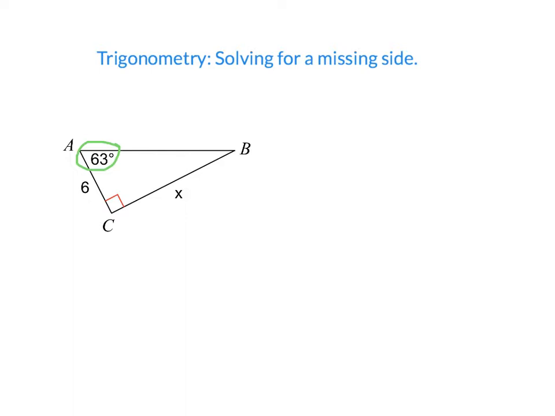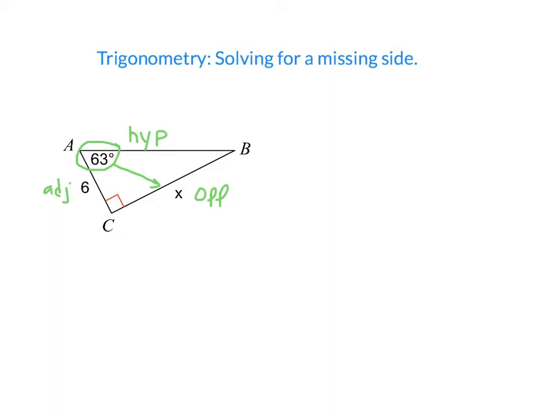Obviously, the side opposite the right angle is the hypotenuse. The side opposite the 63-degree angle is our opposite side. And then the side next to the 63-degree angle is our adjacent side. And from here, we can set up an equation with one of our ratios.